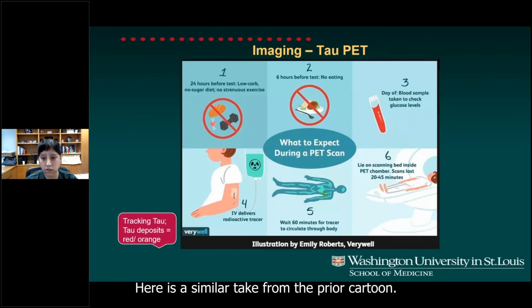So just a similar take from the prior cartoon of this. We're not really needing to do too much extra preparation for this typically. But here, again, in that balloon, we're tracking tau. So if you have tau deposits, the injection will label that tau deposition. We're looking for warm fronts, so red-orange colors here. We do still need time for that to circulate in your body. And again, you go through a scanner, and we're able to make those measurements.